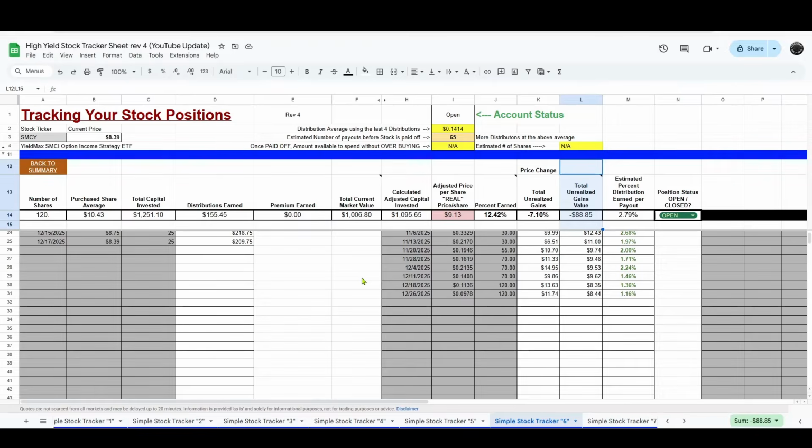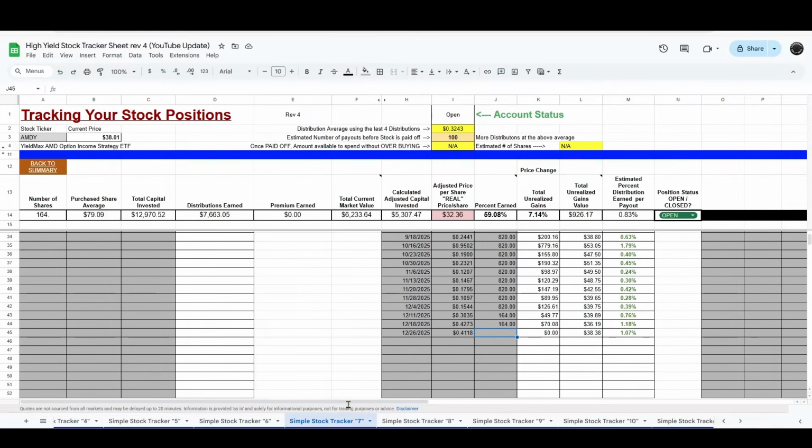And that's just in my case here. Your case could be very different. And you have to do your own calculations to see what your real price per share is. And that's where getting a copy of my Rev4 stock tracker sheet can help you to determine that.